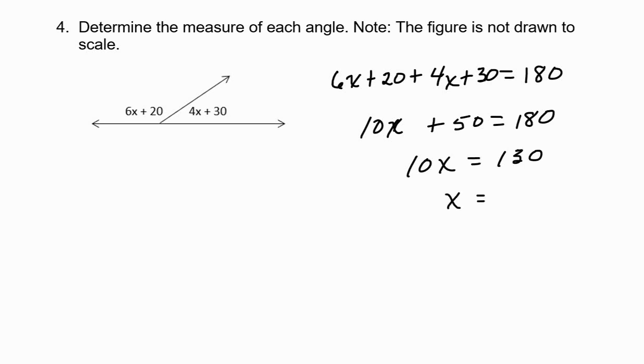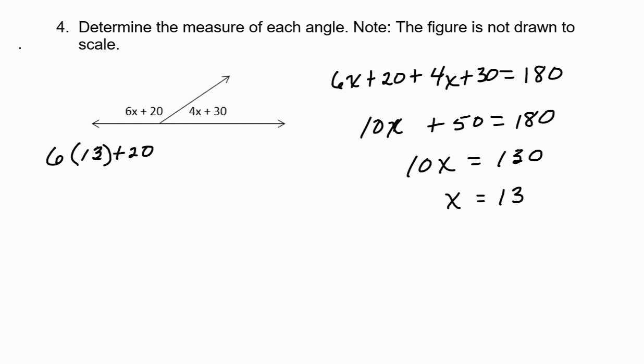So x is 13. Now that is not my final answer. That's just what x is. I'm not asked to figure out what x is. I want to figure out the measure of each of these angles. Well, this first angle is 6x plus 20. So it's going to be 6 times 13 plus 20.